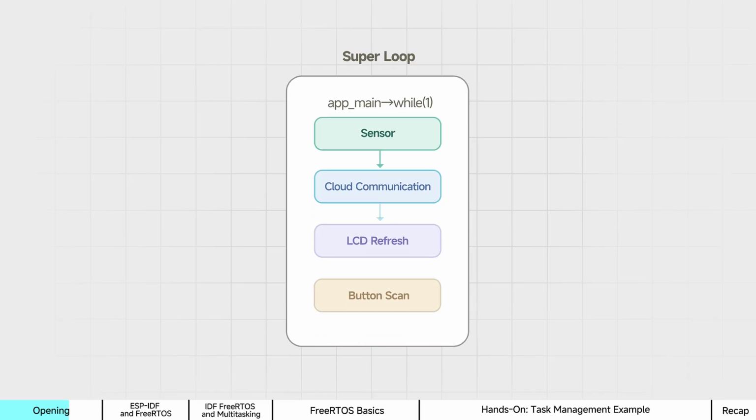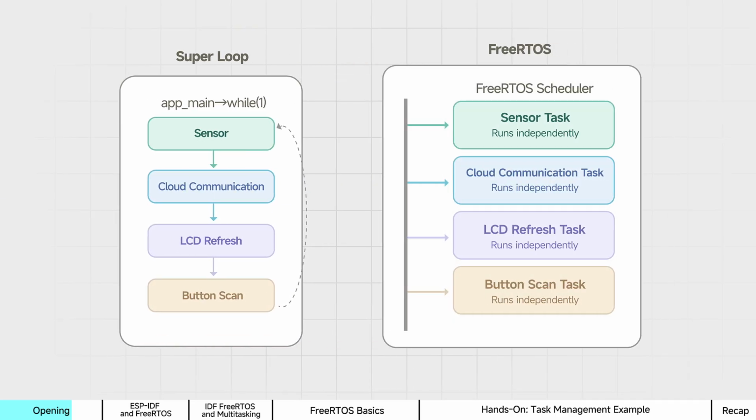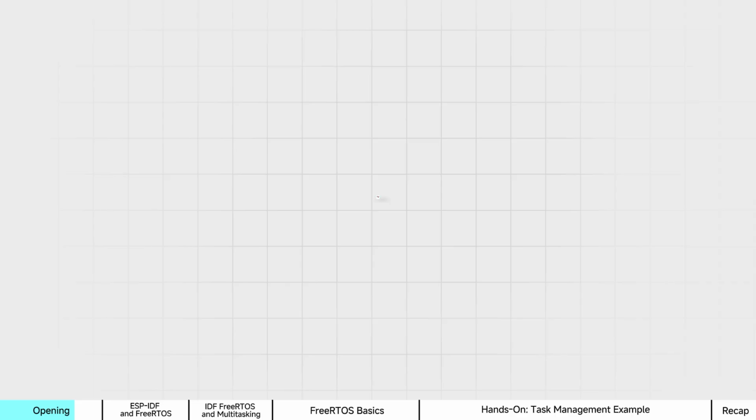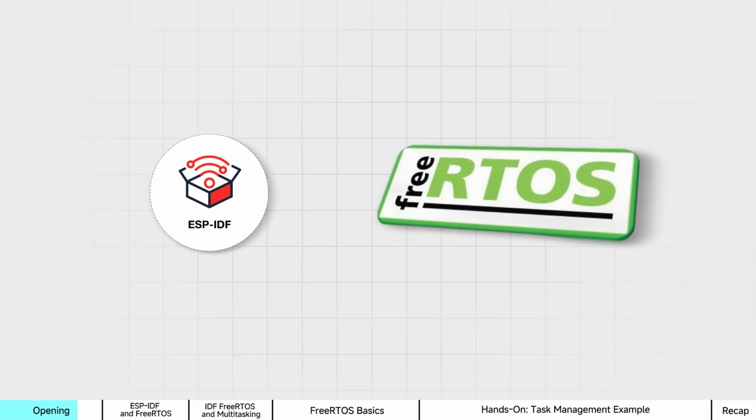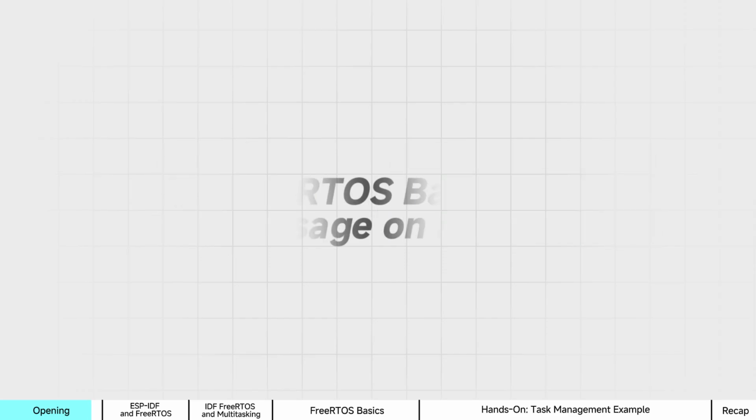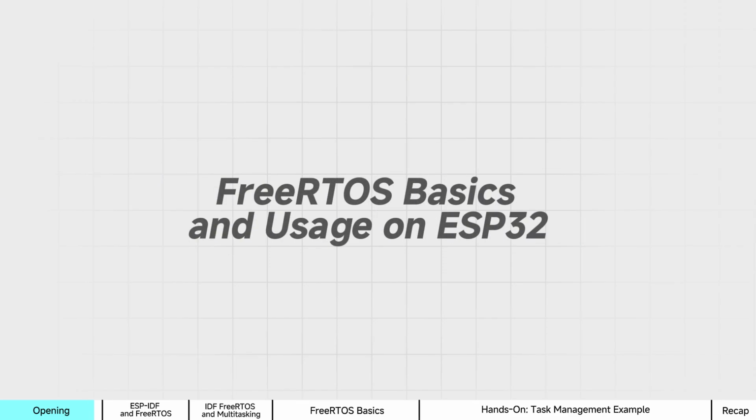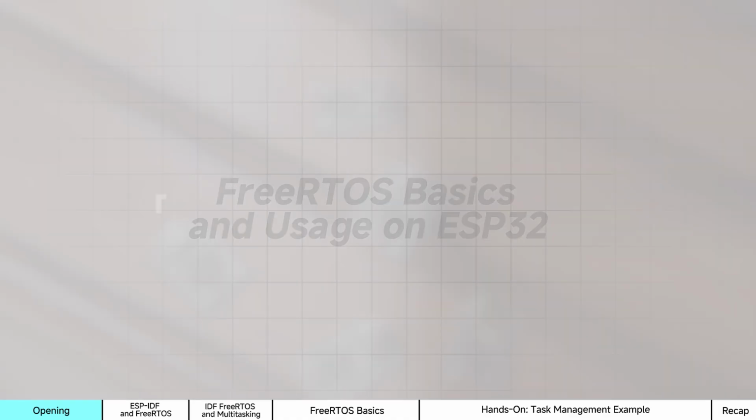To implement multitasking efficiently, we need a real-time operating system. ESP-IDF includes FreeRTOS as its real-time operating system. FreeRTOS is one of the core components of ESP-IDF. Virtually all ESP-IDF applications are built on top of it. In this lesson, we'll introduce the basic concepts and usage of FreeRTOS on the ESP-32, helping you understand the fundamentals of multitasking programming.